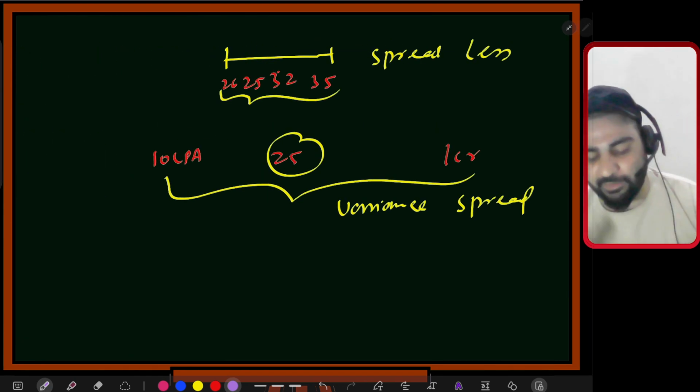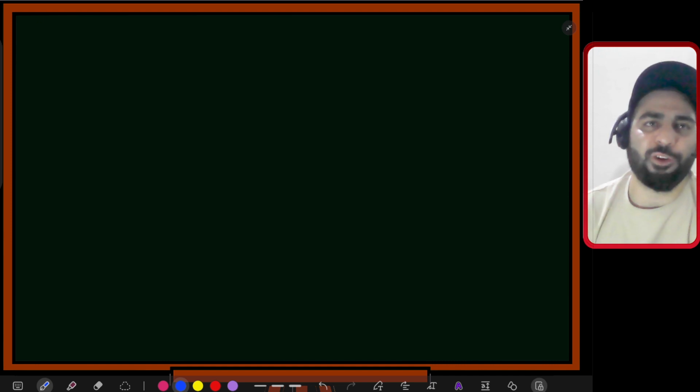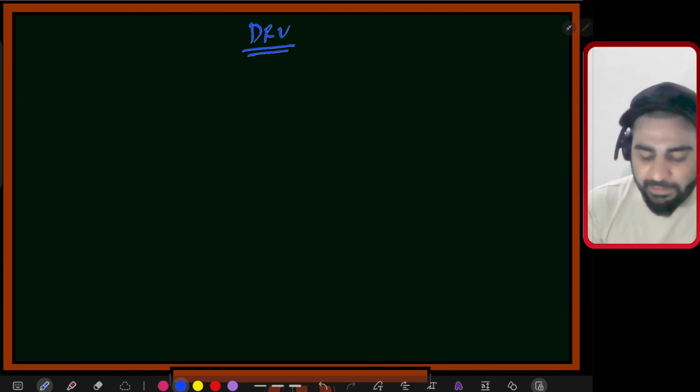So how many of you understood what expectation is and what variance is? Kis kis ko samajh aaya hai? Now I told you intuitively the meaning of variance and the meaning of expectation. Now we'll see how we define them mathematically. We already defined expectation mathematically. Now we'll also define mathematically for discrete random variables how the variance is defined.